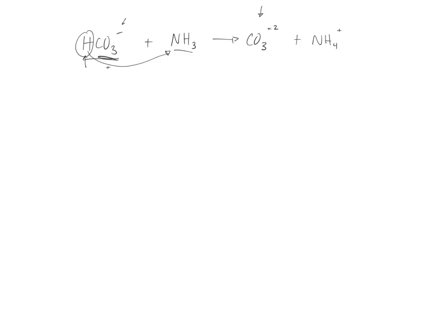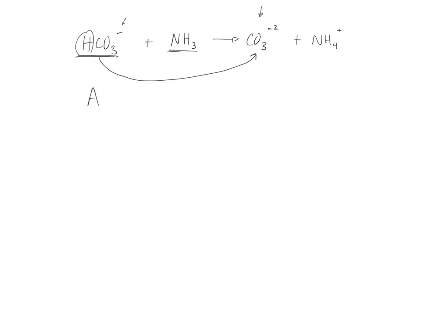Okay, so that there would be an acid-base reaction. So the bicarbonate ion reacts with ammonia to produce the carbonate ion and the ammonium ion. So when you look at from here to here, this substance here gave up a hydrogen, so that's an acid. That's the definition of an acid, somebody who donates a proton.